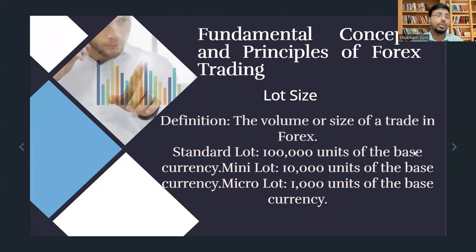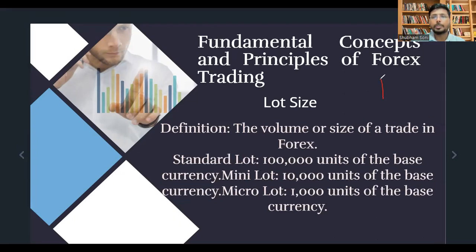Let's say you want to trade in US dollars and Japanese yen. You cannot say that I want to sell 1,000, I want to buy $100, or I want to buy $500. You will always have to buy and sell in lots. There are 3 types of lots: standard lot, mini lot, and micro lot. A standard lot is 1 lakh units of the base currency, and you always represent this as 1.